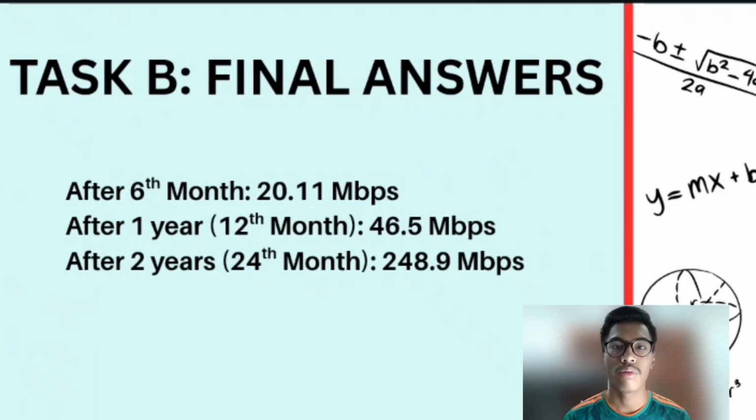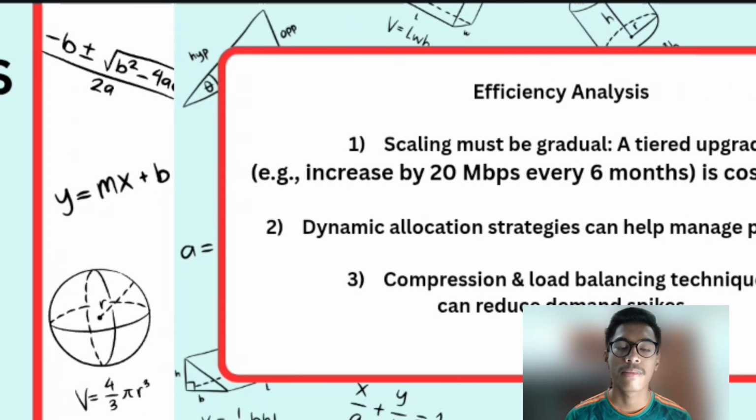After calculation, we can see that in 6 months the need will double, so a minimum of at least 20 Mbps is recommended. In 1 year, the need will quadruple, requiring at least 50 Mbps. Lastly, after 2 years, bandwidth demand will be nearly 250 Mbps. So a long-term scalable strategy is necessary.